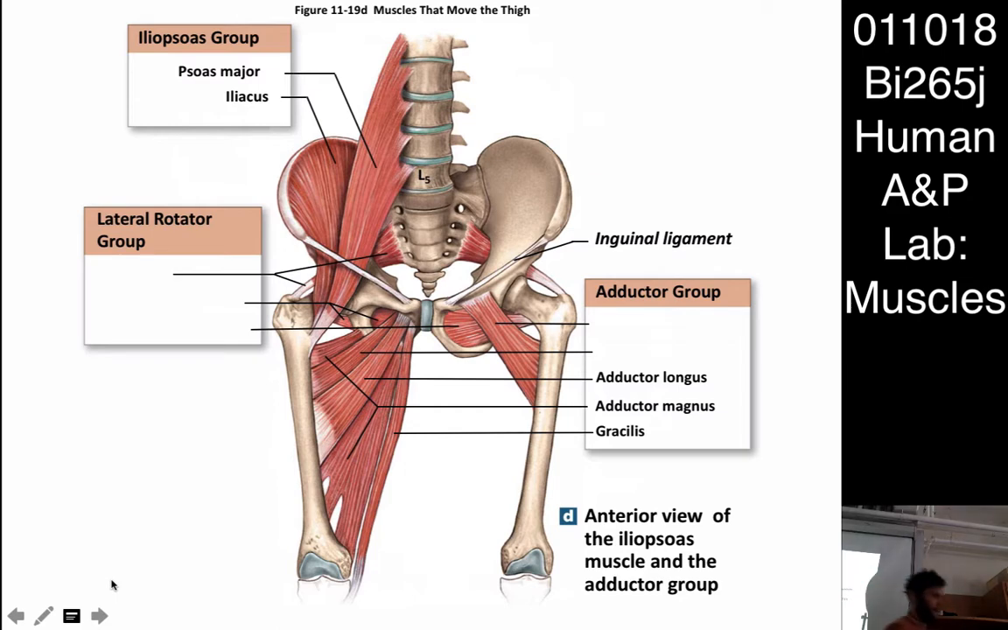the piriformis. Am I making fun of you guys? No. I love y'all. Yeah. Absolutely.